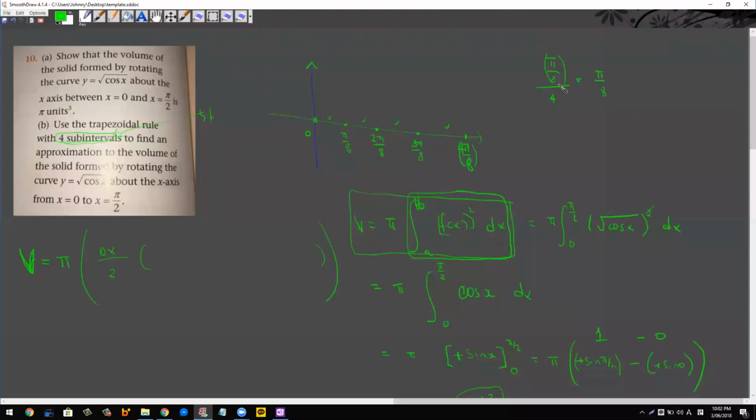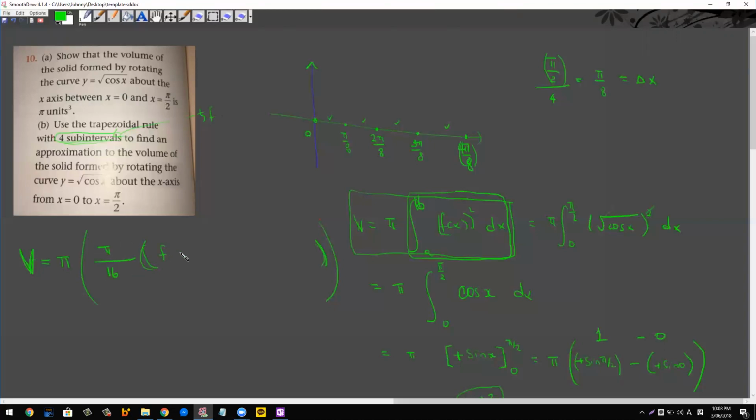Now, this is your delta x as well. So this here is your pi over 8, okay? That's delta x over 2. So it just becomes pi on 16. Pi on 16, exactly. So it's pi on 16, okay?